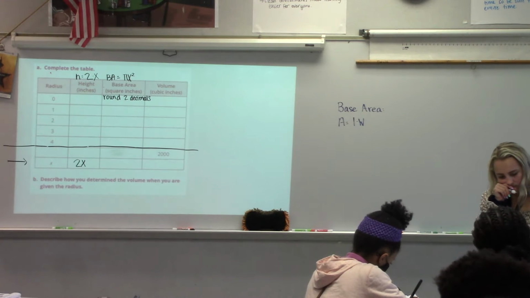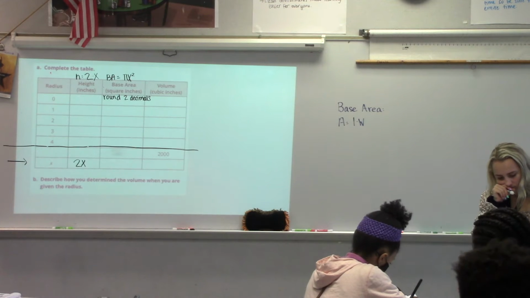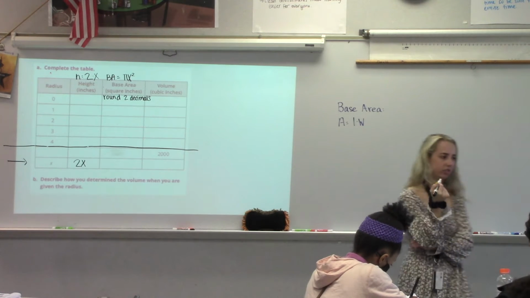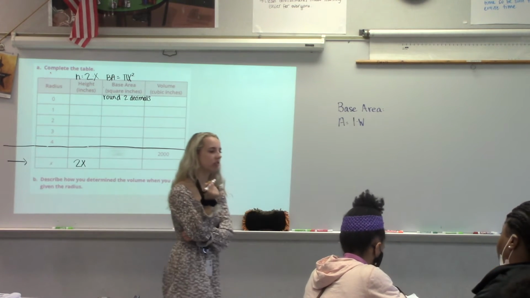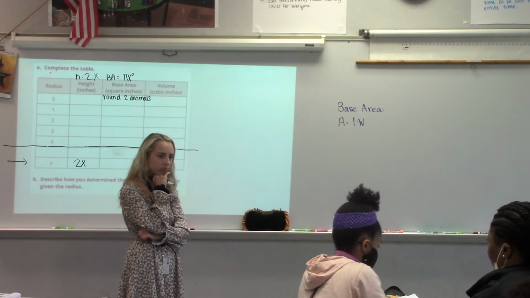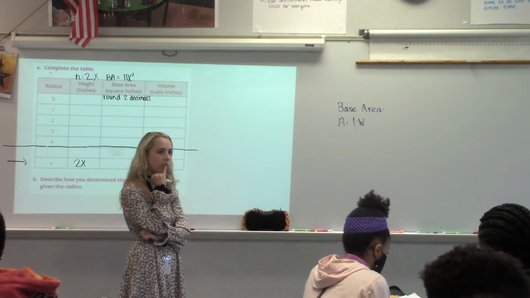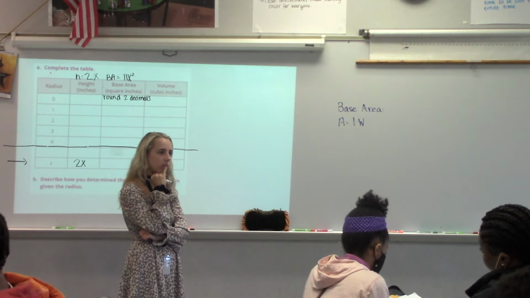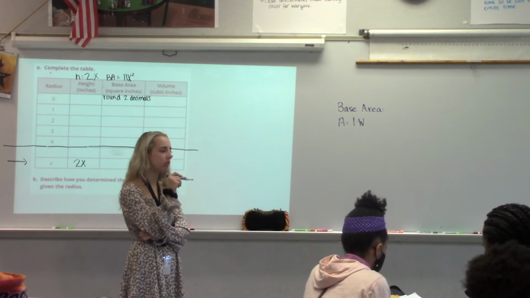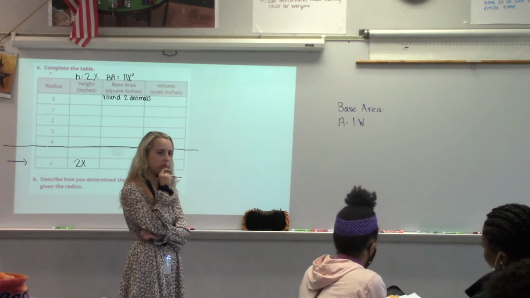Base area. What is that? Sheridan, what's that? Not height. Yeah, I went too fast, my bad. 12.56 for the first one, y'all got it. You heard her? Sheridan, what's the x?